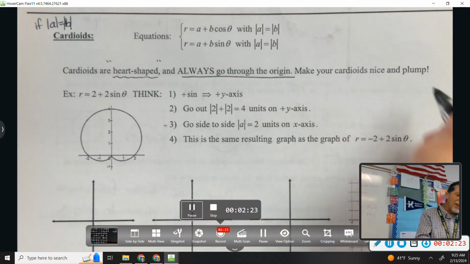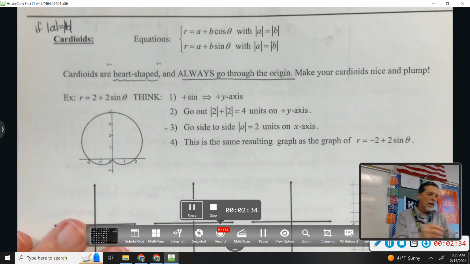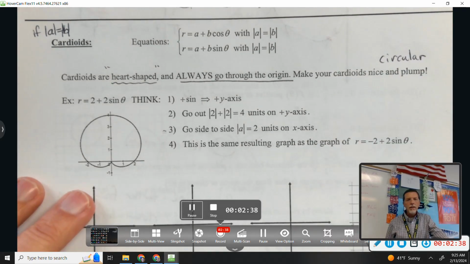Make them nice and plump. We'll talk about the 4 key points, but when you're graphing, you know the shape of things. Don't just play connect the dots with the points. Make them very, very circular, rounded.